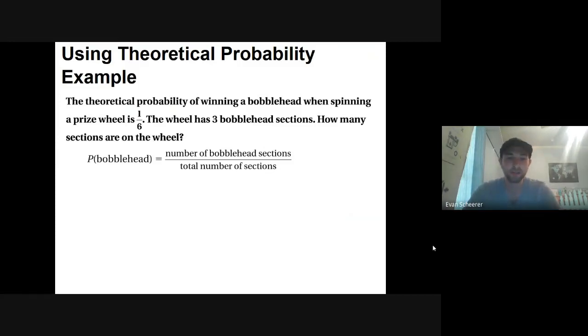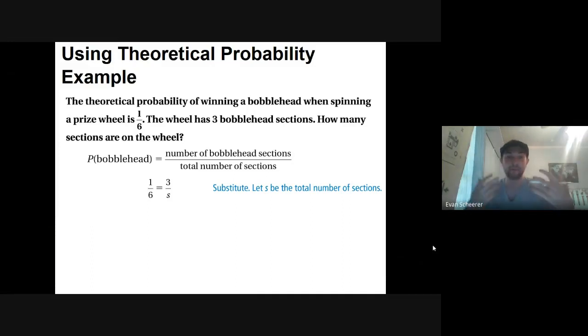So the probability of winning the bobblehead is the number of bobblehead sections over the number of total sections, right? Favorable over possible. The theoretical probability of winning a bobblehead is 1/6. How many bobblehead sections are there? 3. So instead of number of bobblehead sections, you write 3. How many total sections are on the wheel? We don't know. That's what we need to figure out.